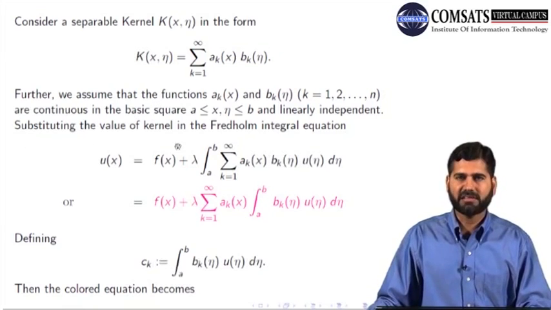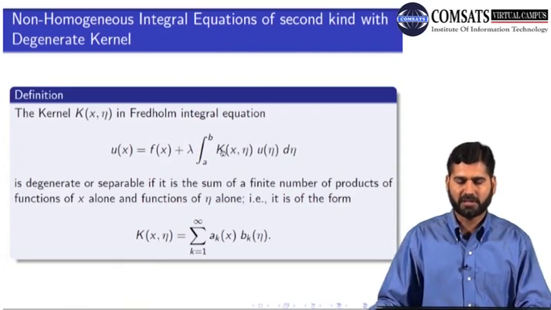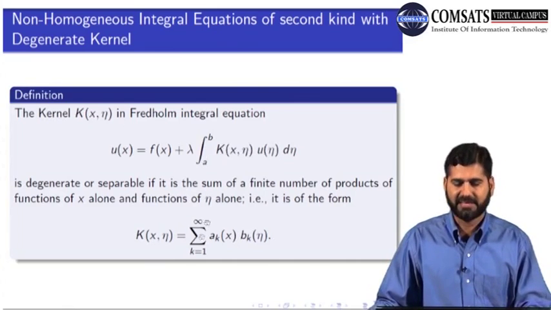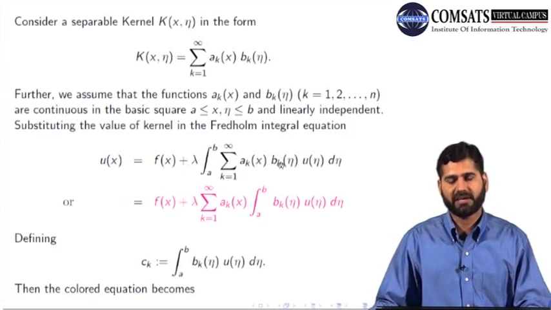Substituting the value of the kernel in the Fredholm integral equation. This is the Fredholm integral equation which we wrote in the previous slide. Let me show you this again. K(x, eta). And now as we said, this K(x, eta) is a degenerate kernel, so I can replace this K(x, eta) by this one and I get this. You see, K(x, eta) is replaced by the sum of a_k and b_k.